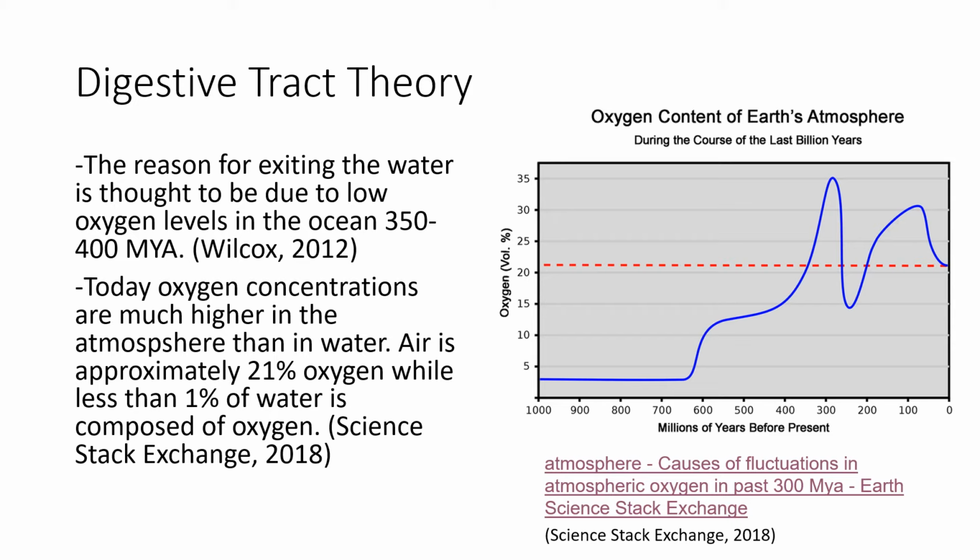So in the graph on the right, you can see the past billion years of atmospheric oxygen. I have no idea how they figured this out, but that's pretty cool. And we can notice that 400 to 300 million years ago, there was a huge boom in oxygen. So this is the time period that we're focusing on.